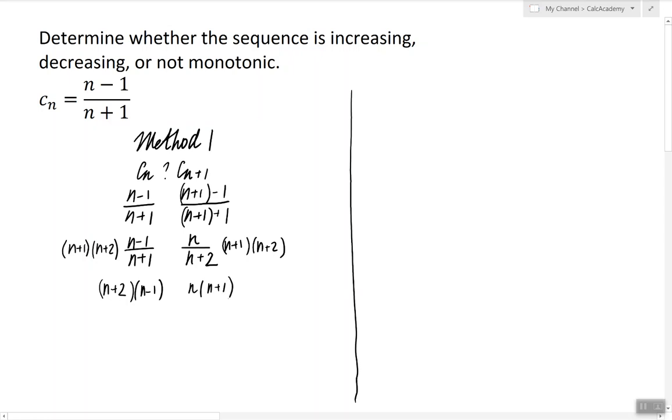Still not clear, so let's go ahead and distribute everything. On the left side we have n squared plus n minus 2. On the right side we have n squared plus n. And by taking away n squared and n from both sides, we end up with the following two sides to compare. Clearly negative 2 is less than 0, and therefore the inequality goes this way. Therefore Cn is less than its successor, and therefore the sequence is increasing.